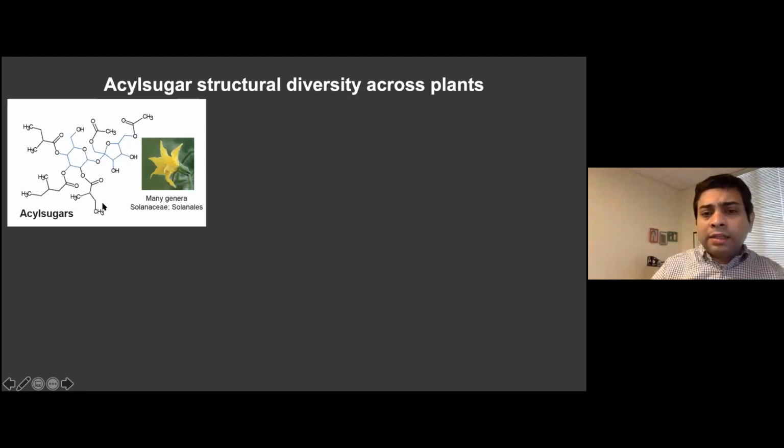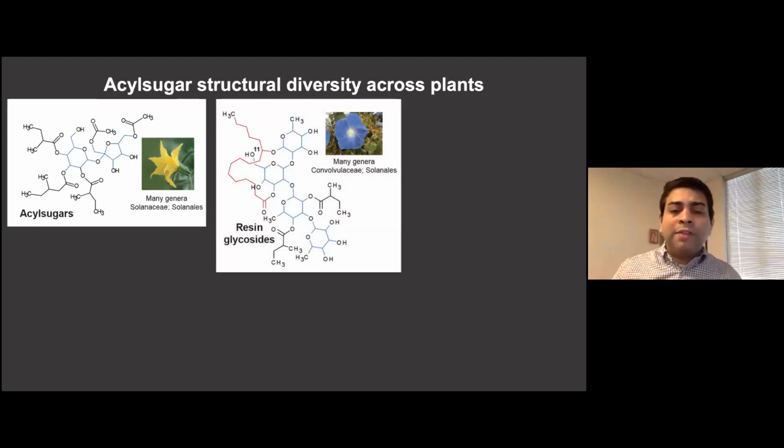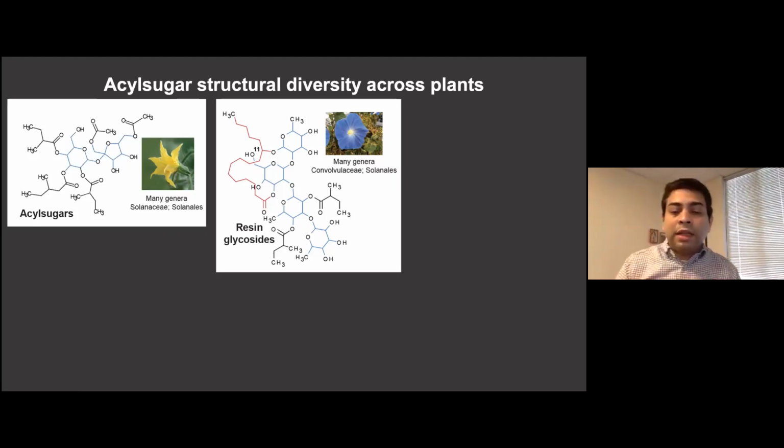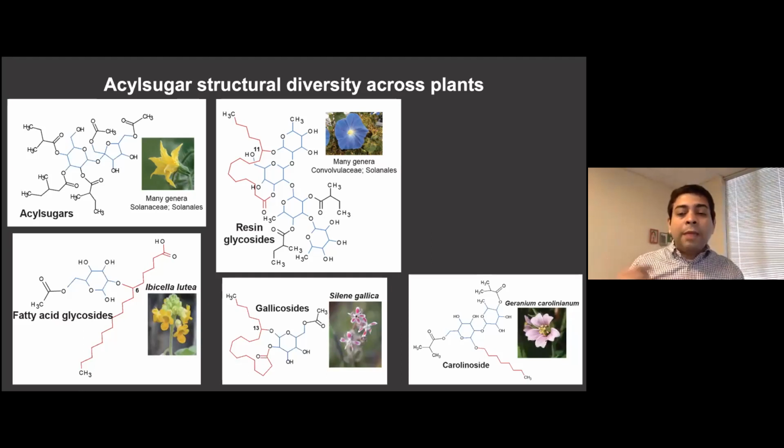But in the sister family Convolvulaceae, we also have a similar type of compounds. We have something called resin glycosides, which have an oligosaccharide core, to which a long acyl chain of C16 hydroxylated fatty acid is attached. And then there are other acyl decorations too. But this is not just restricted to Solanales lineages. Similar type of compounds, not exactly the same, have also been reported in geranium, in Caryophyllus species, and in other lineages too.